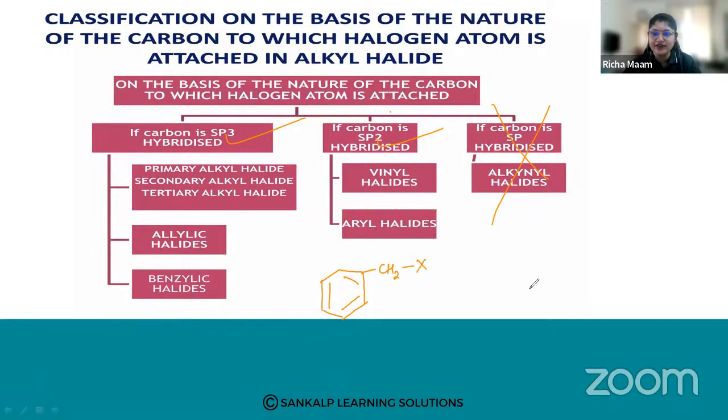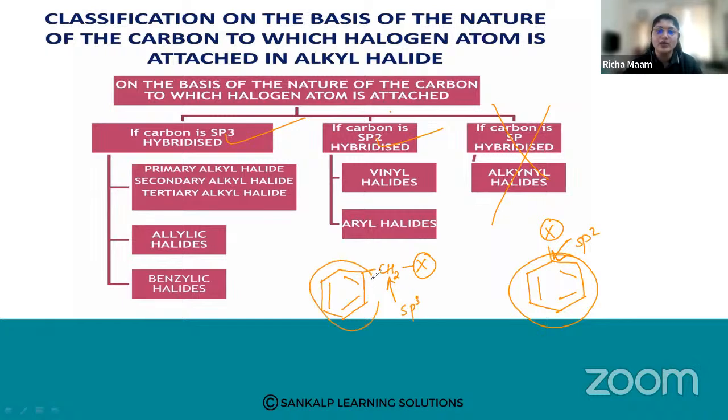Now see what is the difference between aryl halides and benzylic halides. In aryl halides, your halogen atom is attached to an sp2 hybridized carbon of an aromatic ring. Directly the halogen atom is attached. In benzylic halides, the halogen atom is attached to an sp3 hybridized carbon, next to an aromatic ring. So this is a difference.